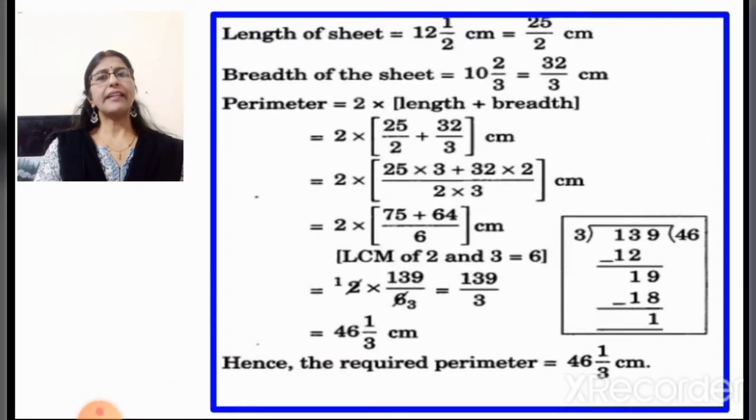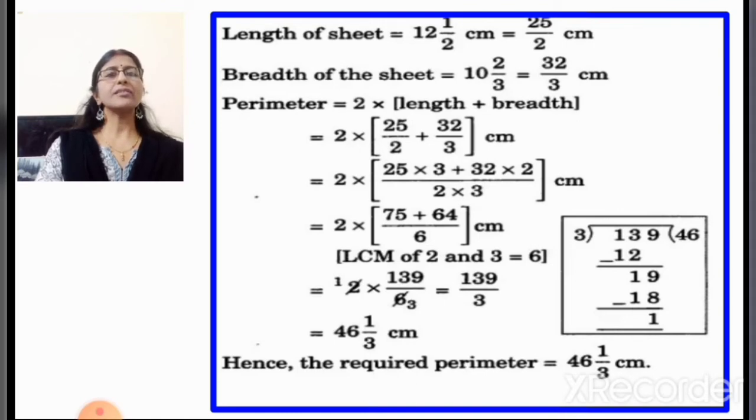First, we will write what is given. So, length of the sheet is given 12.5. So, we'll convert this into improper fraction. 12 is the whole number. It will be multiplied by 2, which is in the denominator. 12 2s are 24 plus 1. That will be 25, and the denominator will be the same, that is 2. So, you will get 25/2 centimeter.